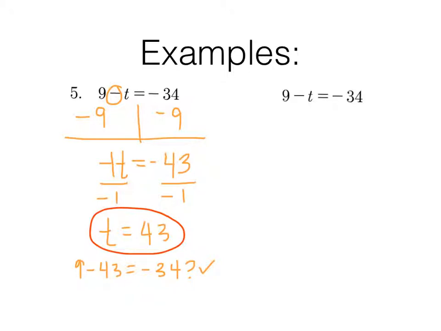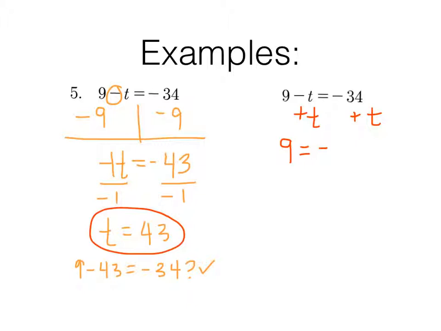You can add and subtract variables to both sides of an equation, just like you can add and subtract numbers. So why not, instead of doing what we did before, add t to each side? Now that gives me 9 equals negative 34 plus t. Oh, that's not right. Hold on. Pretend I didn't write that. Let's try that again. Sorry.